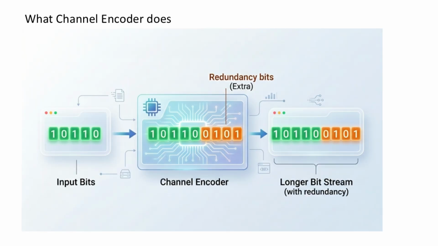To overcome this problem, a channel encoder adds extra bits, called redundancy, to the original data before transmission. These additional bits do not carry new information, but they provide a way for the receiver to detect and, in some cases, correct transmission errors. As a result, the transmitted data becomes more resistant to noise, improving the reliability of the communication system.